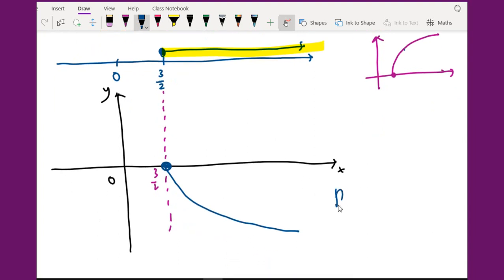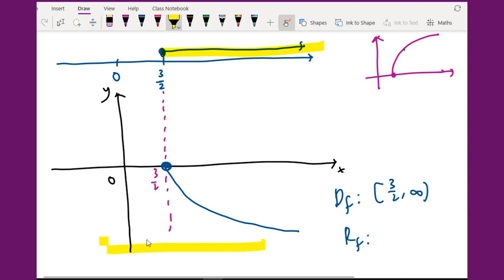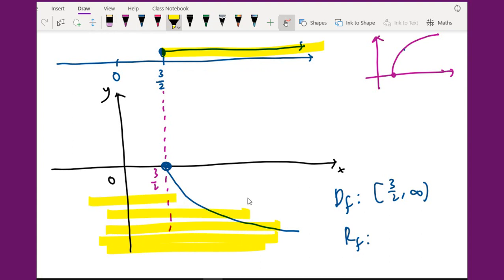For this one, the domain is the same, from 3 over 2 to infinity, but the range starts from negative infinity at the bottom up to 0. So the range is from negative infinity to 0. And that is for the square root.